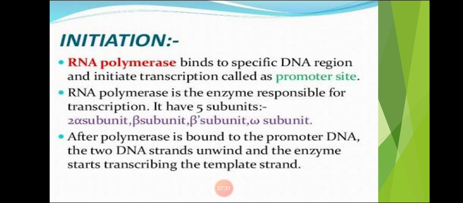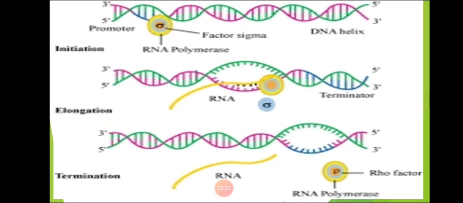This is called initiation. See here in this diagram, RNA polymerase binds to the 5' end, that is the promoter. The 5' end is called the promoter, and it brings about the process of initiation. After initiation, the two strands are separated from each other. You can see the sigma factor here as well. The sigma factor helps to identify the enzyme RNA polymerase and attach it to the promoter.